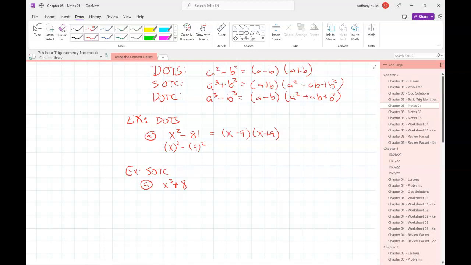Sum of two cubes factoring. Let's say we have x cubed plus 8. I can think of x cubed as just x cubed, and 8 is 2 cubed. Yeah, 8 is 2 times 2 times 2. So if I plug those into my formula up above, I have a plus b, so x plus 2. And then a squared, which is x squared, minus a times b, so 2 times x, plus b squared, so 2 squared, or 4. Everybody's okay with how to use that one?